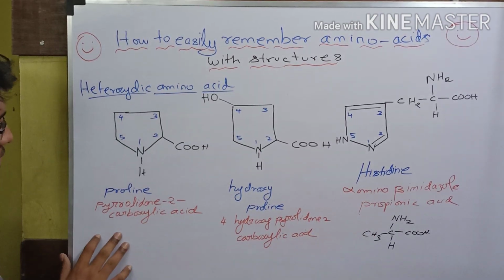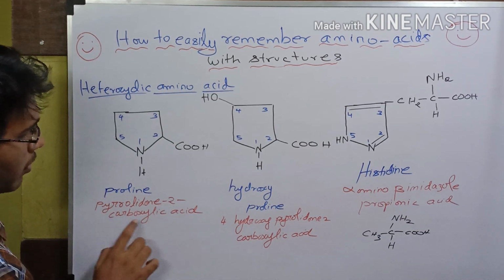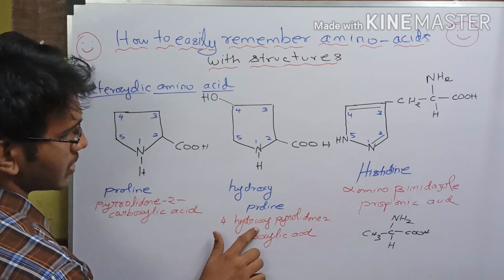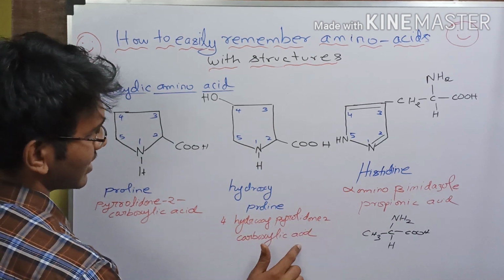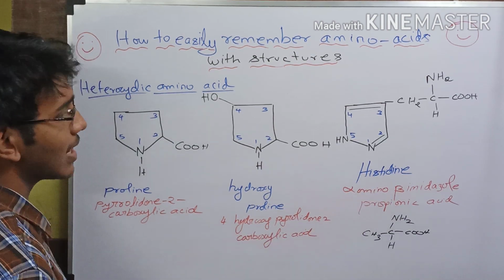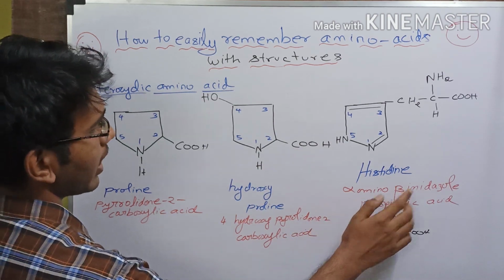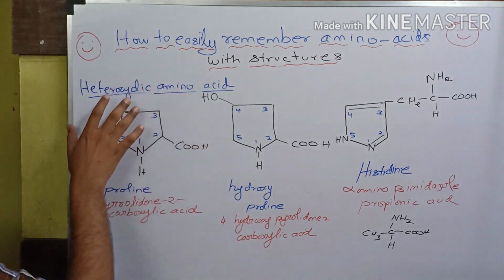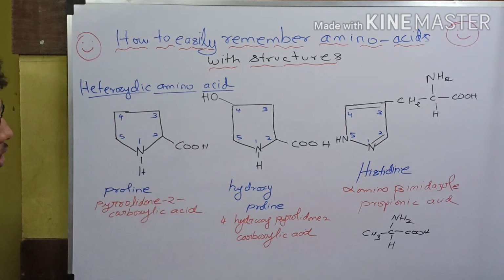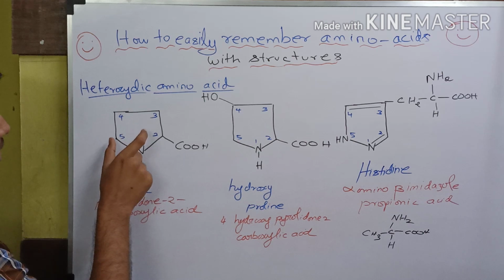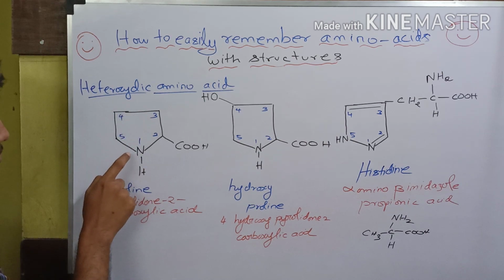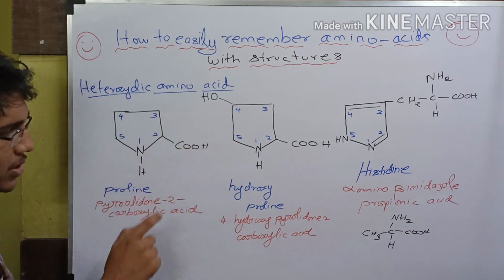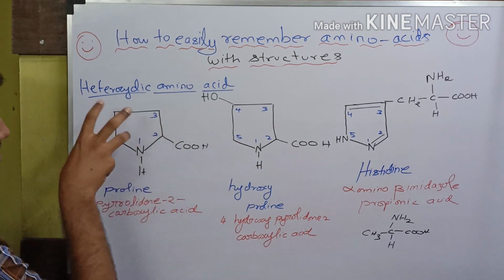Proline is also called pyrrolidine 2 carboxylic acid, and hydroxyproline is also called 4-hydroxy pyrrolidine 2 carboxylic acid, and histidine is also called alpha amino beta imidazole propionic acid. First of all, let us see the proline molecule. Proline molecule has a heterocyclic ring which has 5 atoms, with 1 amino group and 1 carboxylic acid group. You have to remember this structure.